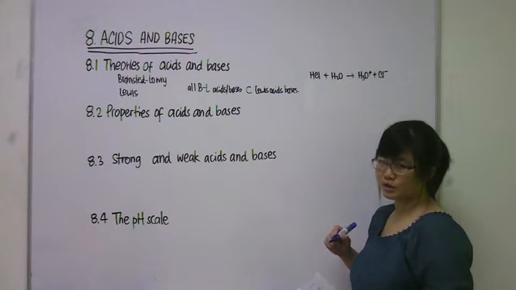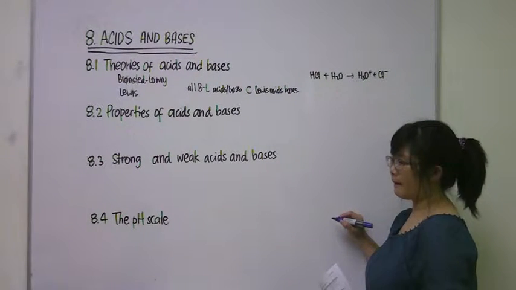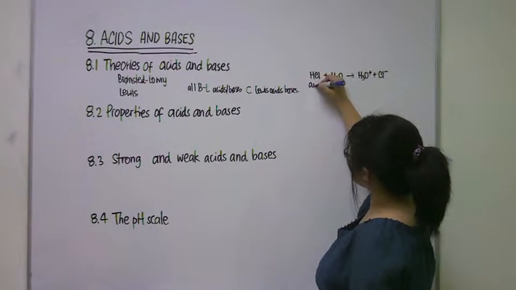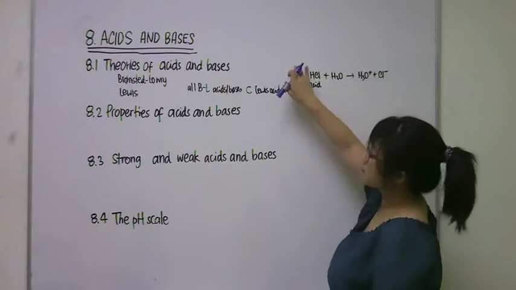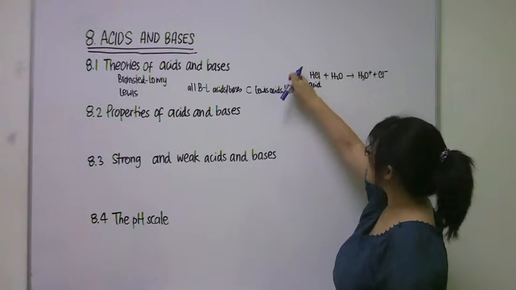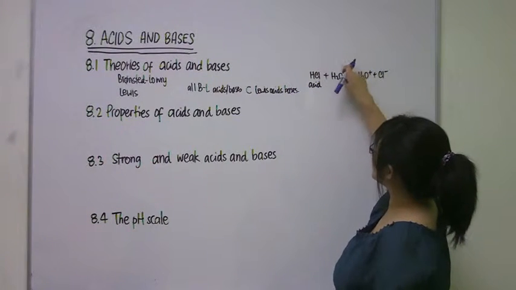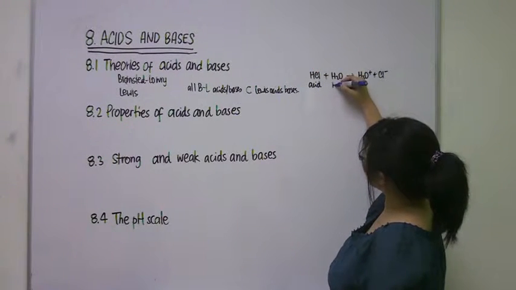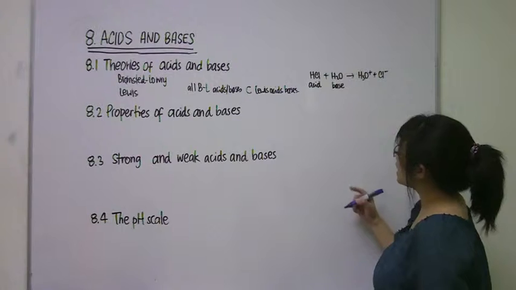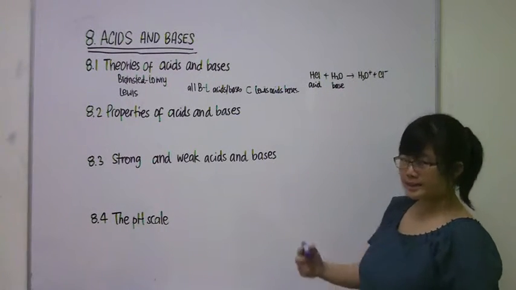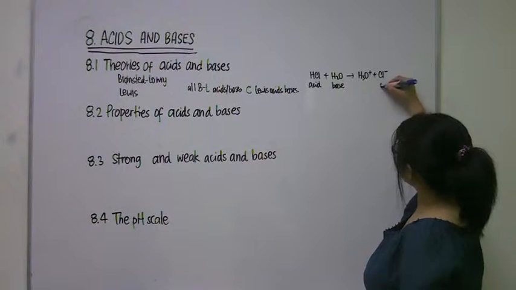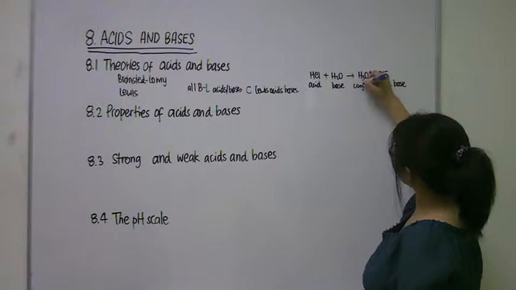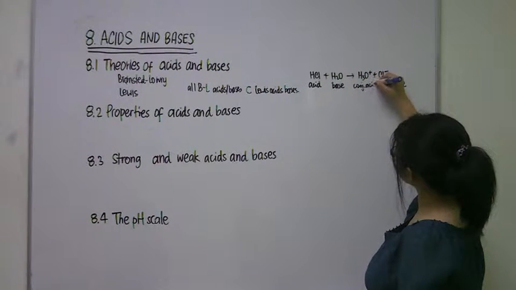Here you need to introduce your students to the concept of conjugates. So for example, you know that in this reaction, HCl is acting as an acid because it will donate a proton to H2O, producing this H3O plus. Which means here HCl is the acid and water is the base. And after an acid donates a H plus or proton, it will become a conjugate base, and this is the conjugate acid.